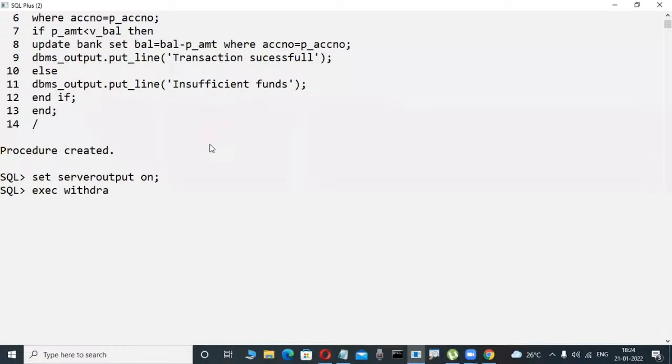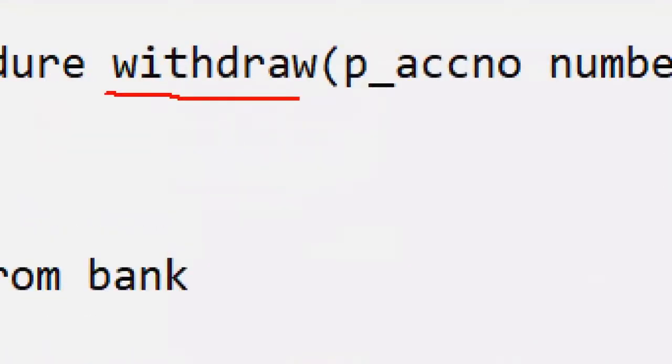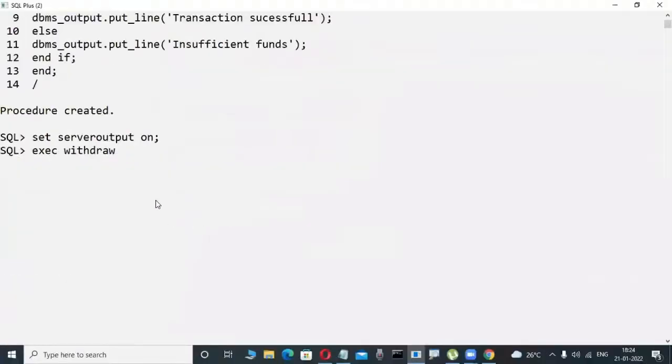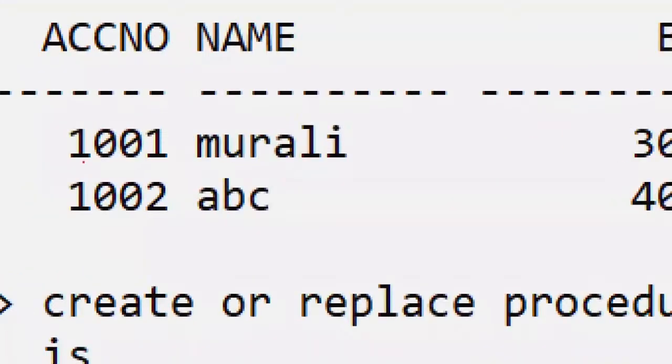You may not have an idea about all these things also. Just observe here. Withdraw is there or not? That is the name of my program I'm giving only. Okay, fine. Here my account number 1001, account number I'm passing, comma, I try to withdraw 9,000 rupees, for example.